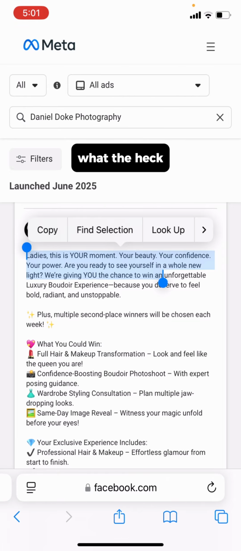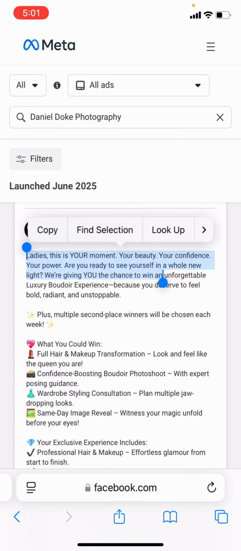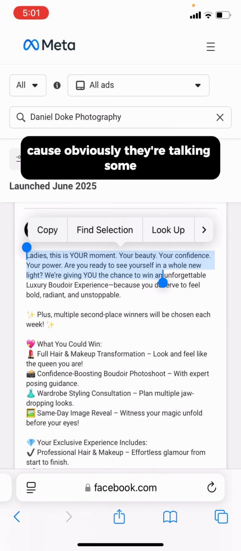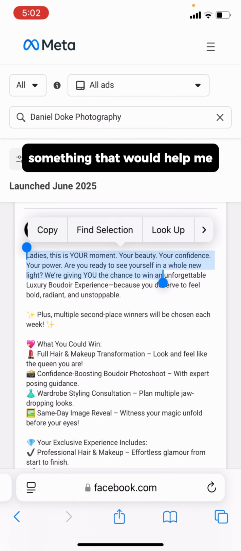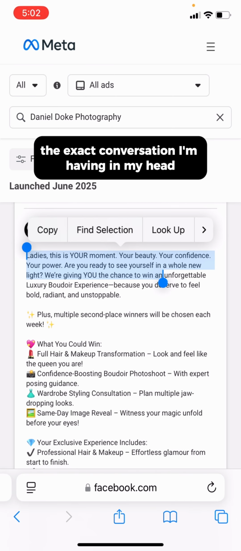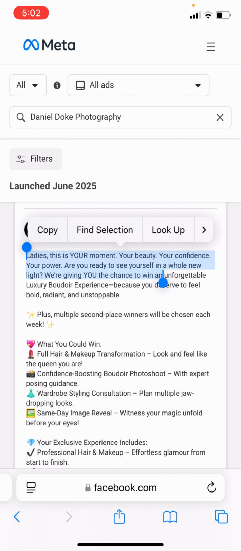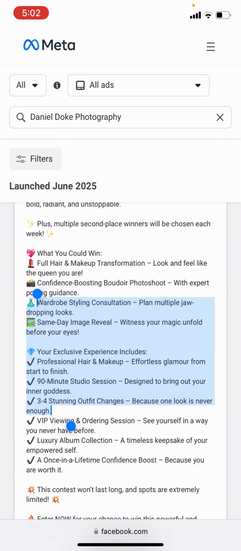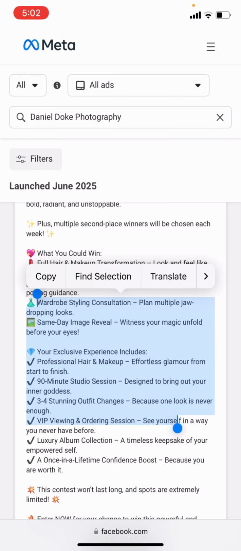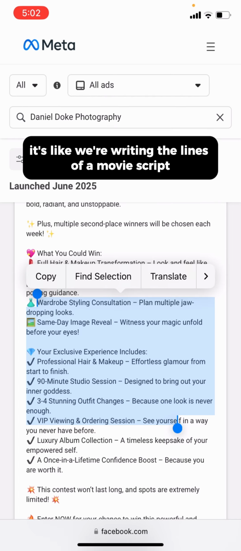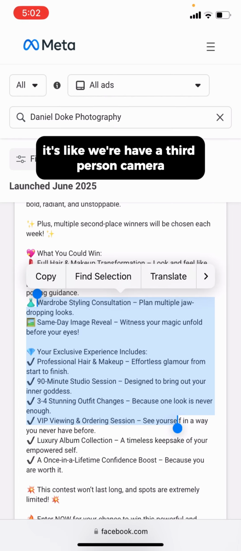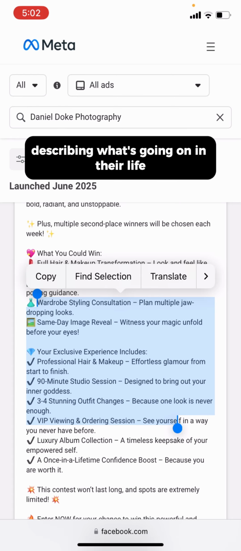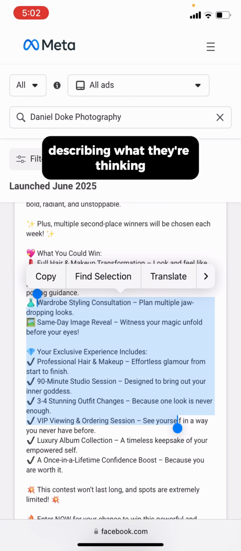So I really gotta click see more to see what the heck these guys are talking about. Because obviously they're talking about something that would help me, that would be useful to me, since they're saying the exact conversation I'm having in my head. So that's punch one. Now, punch two is a story/narrative somewhere down here that we got to have, because this is basically our movie scene. It's like we're writing the lines of a movie script. It's like we have a third-person camera following them around, describing what's going on in their life, describing what they're thinking, describing what they're feeling.